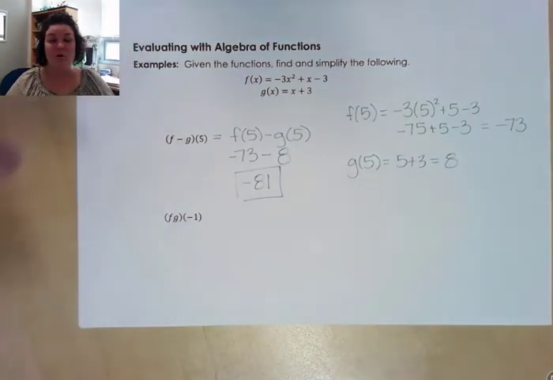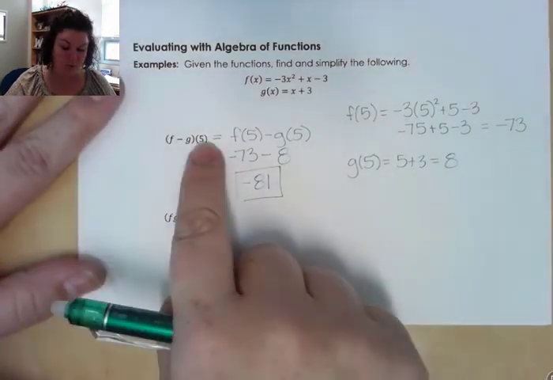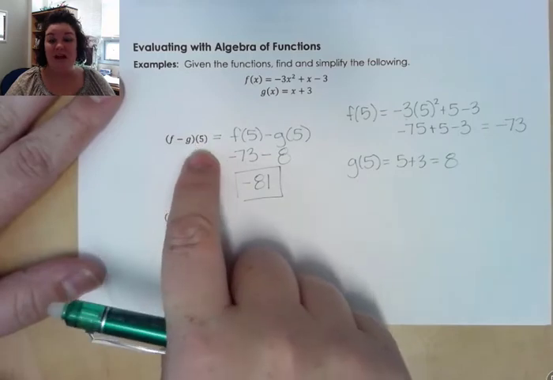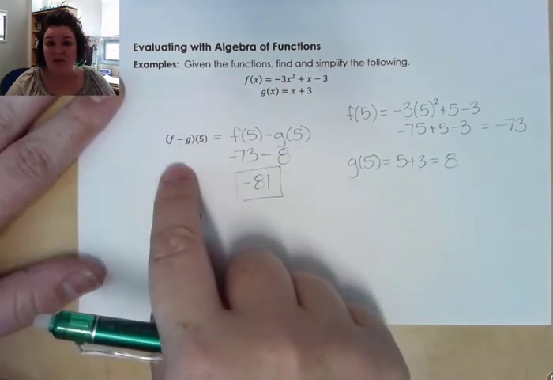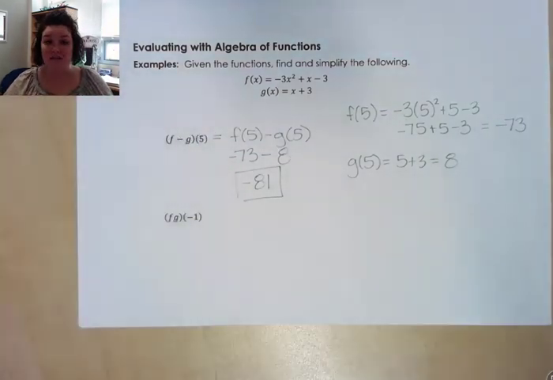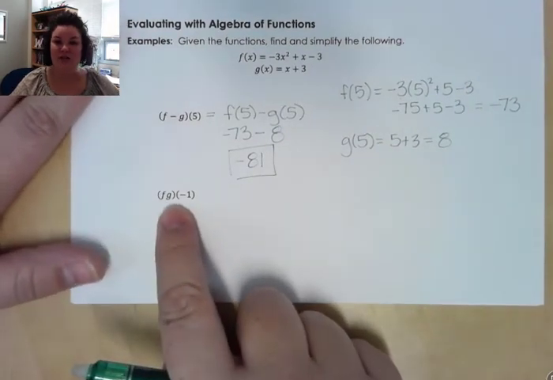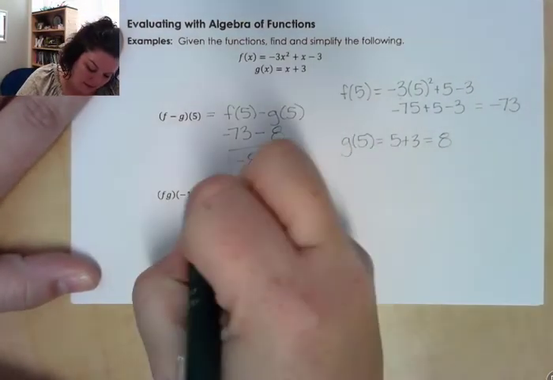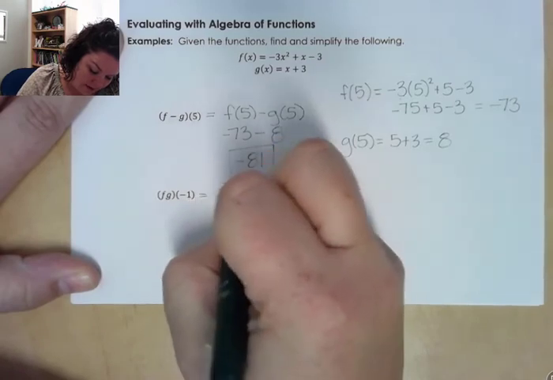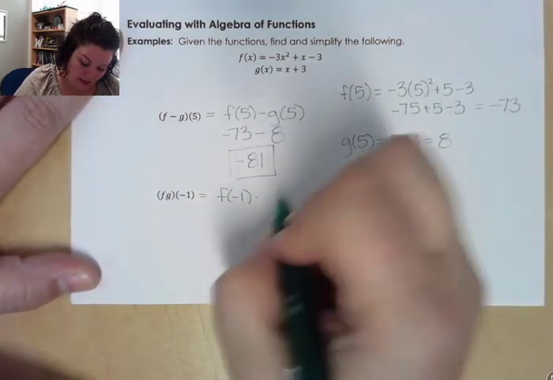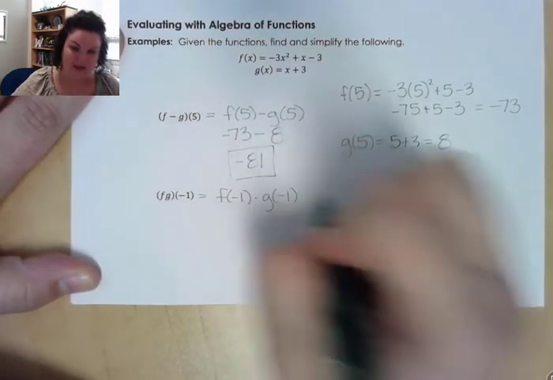Okay, so notice when you're evaluating, when you have an actual number to plug in, we don't even have to come up with that new function. We can just use our existing functions, plug the number in, and then do the operation. Okay, so let's look at another one. Here we have f times g of negative 1. So this is the same thing as saying f evaluated at negative 1 times g evaluated at negative 1.